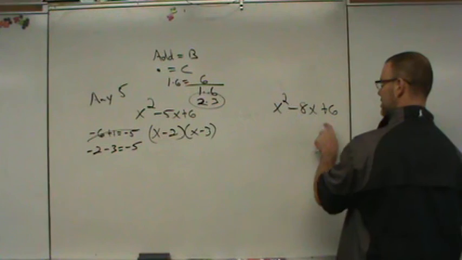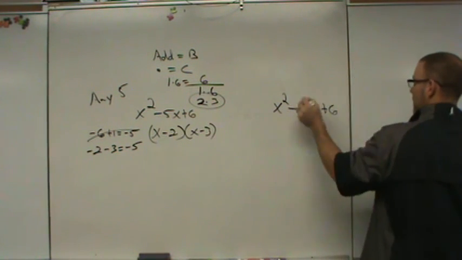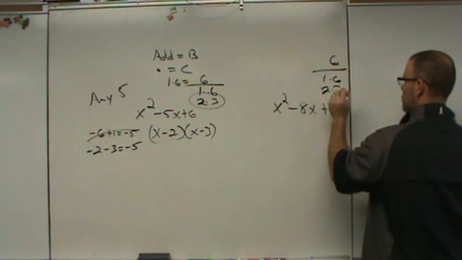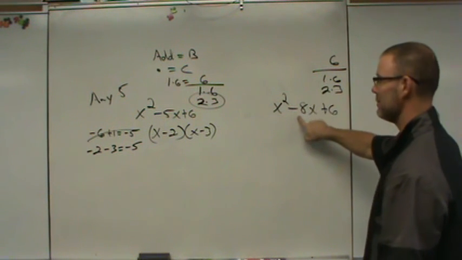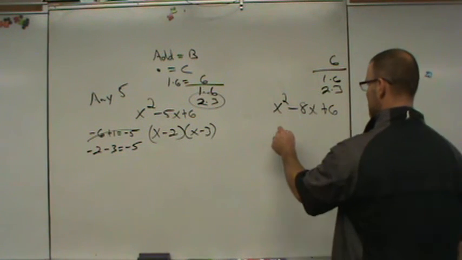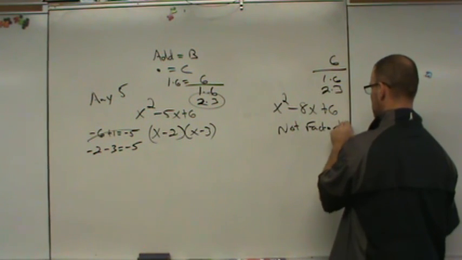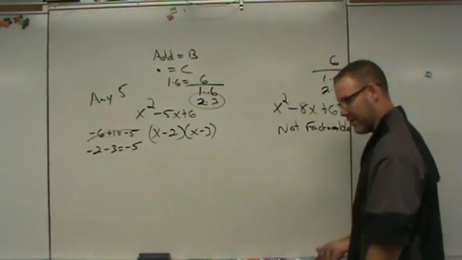The other part of this is the directions say some are not factorable. So this is the example I chose to show you something that's not factorable. List my factors of 6, so 1 and 6, 2 and 3. So you've done that. You've listed your factors. Which factors of 6 will add to give me negative 8? I hope you said none, because that just means this is not factorable. If there are no factors that give you b, it's not factorable.